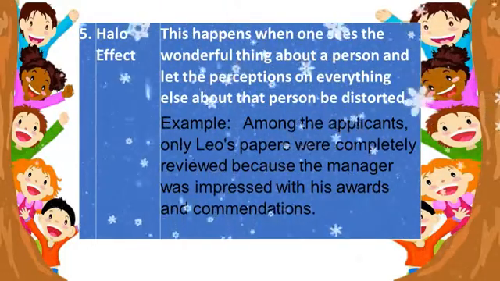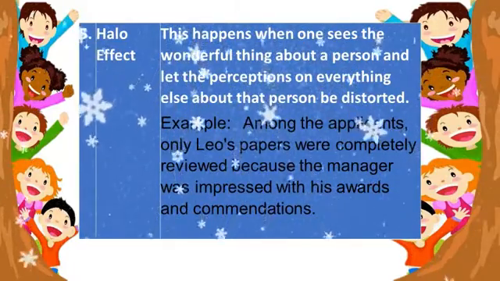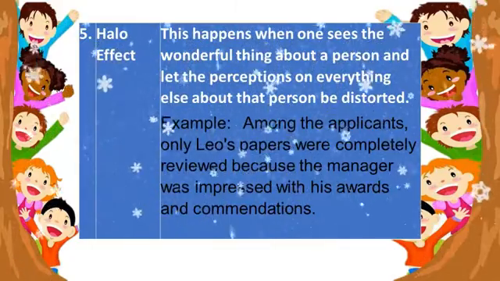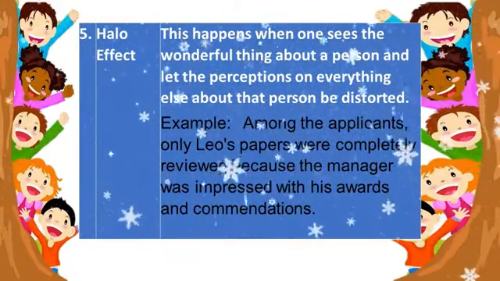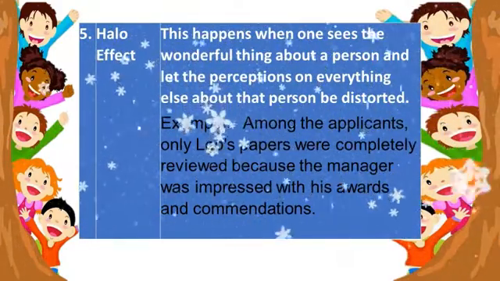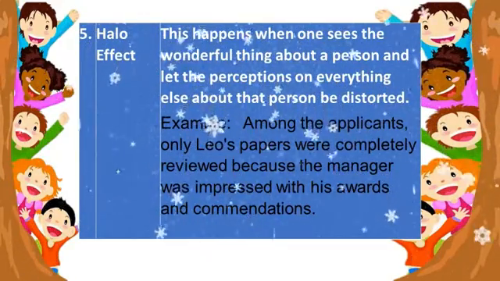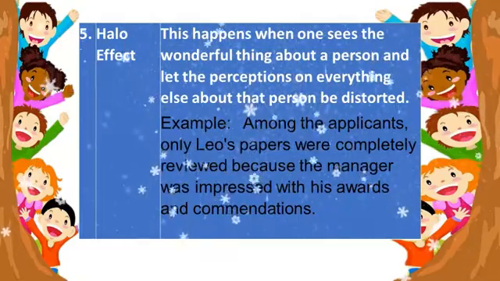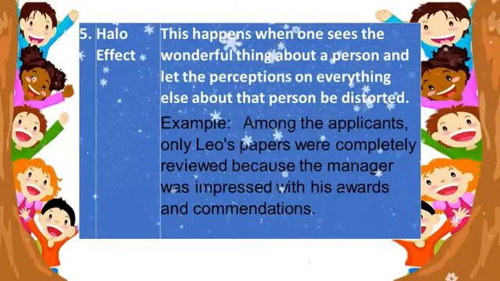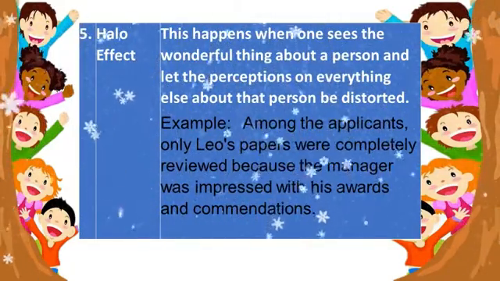Next, we have the halo effect. What do you mean by halo effect? This happens when one sees the wonderful thing about a person and lets the perceptions on everything else about that person be distorted. Example: among the applicants, only Leo's papers were completely reviewed because the manager was impressed with his awards and commendations. So by that, it's a halo effect. There is bias, right?